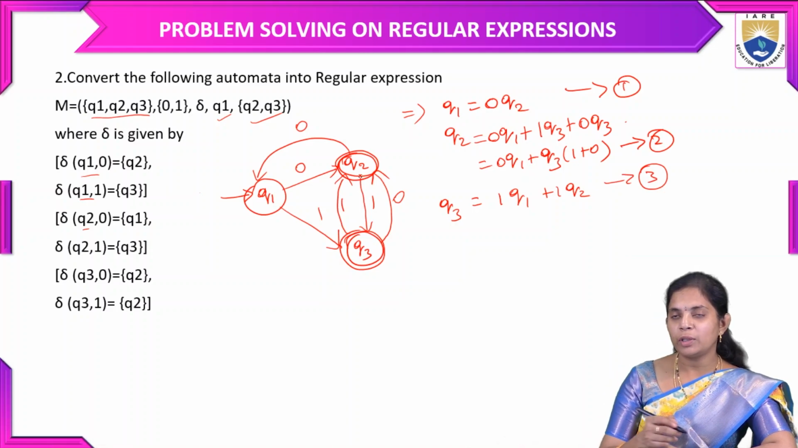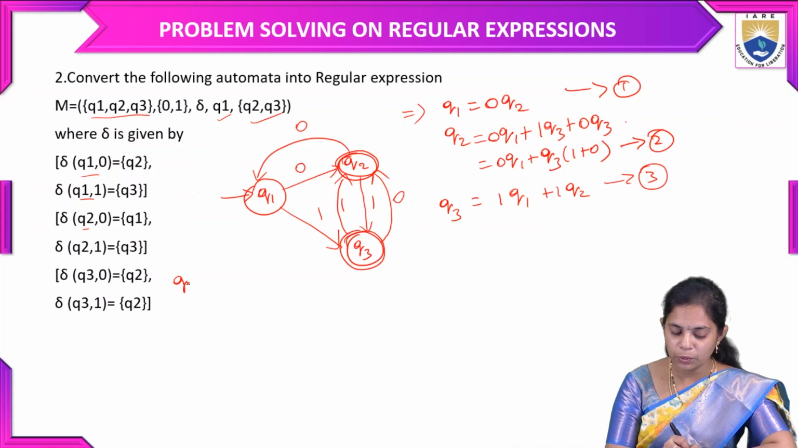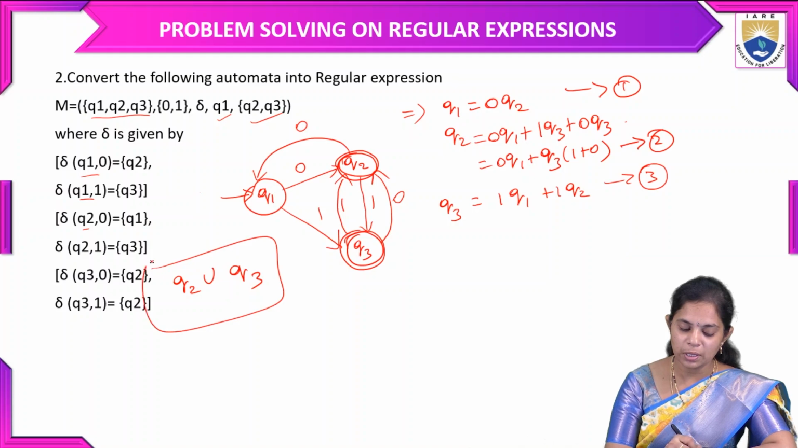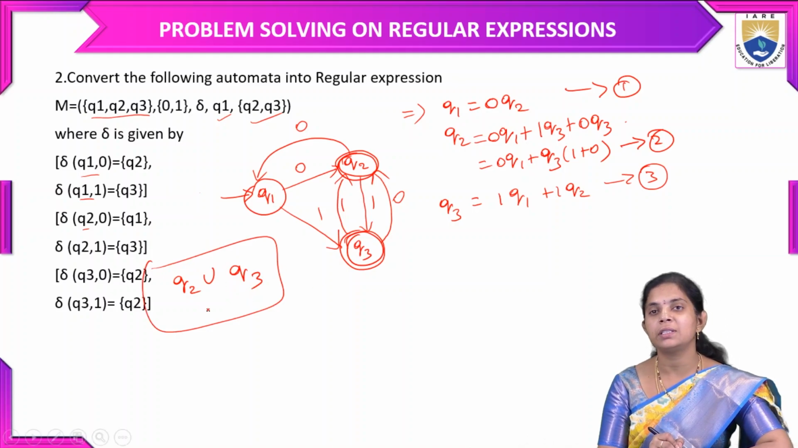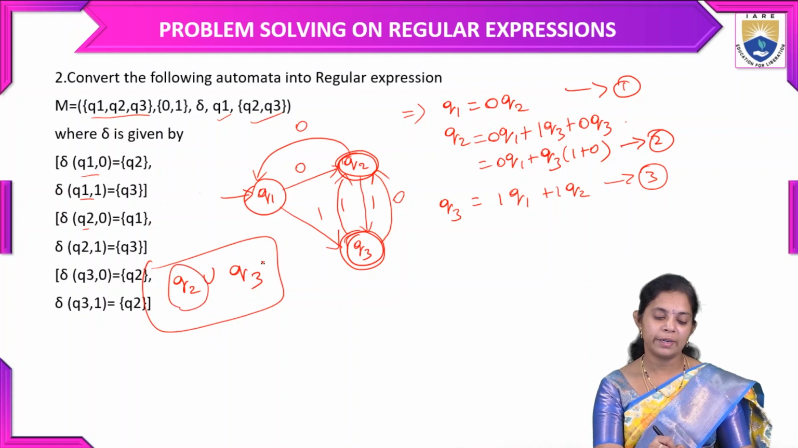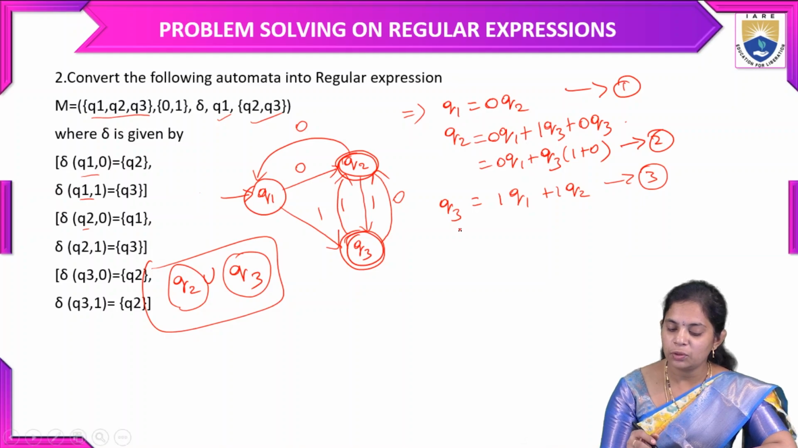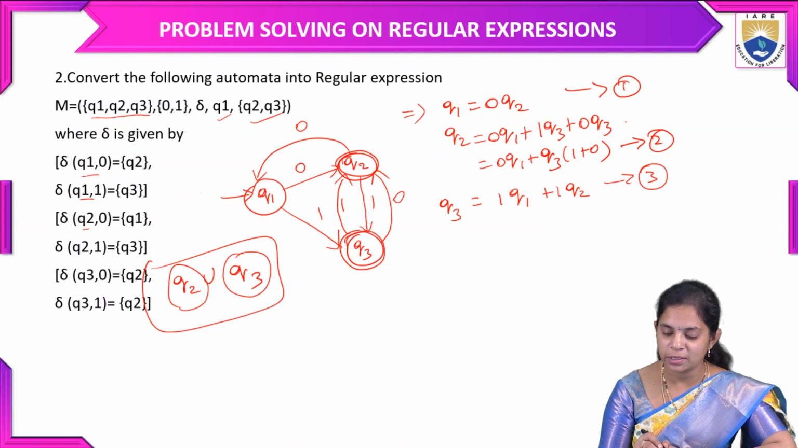So here we have the two final states, so that we need to write like Q2 union Q3. So this represents the two final states union together. So we have to combine this regular expression and this one with the union operation. And first we need to solve this by using the identity rules.